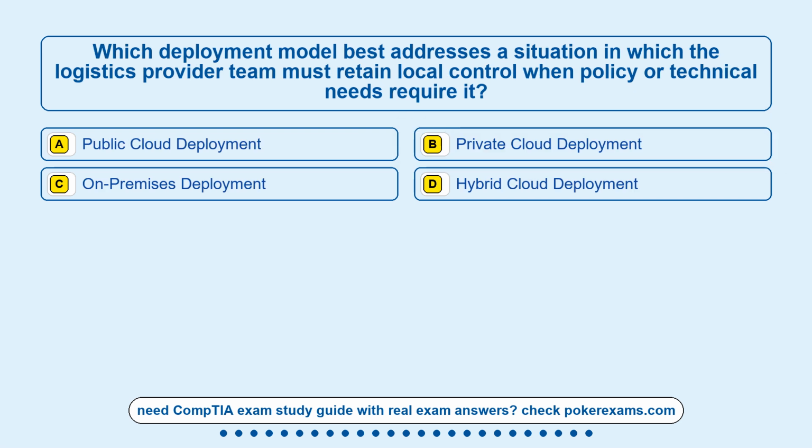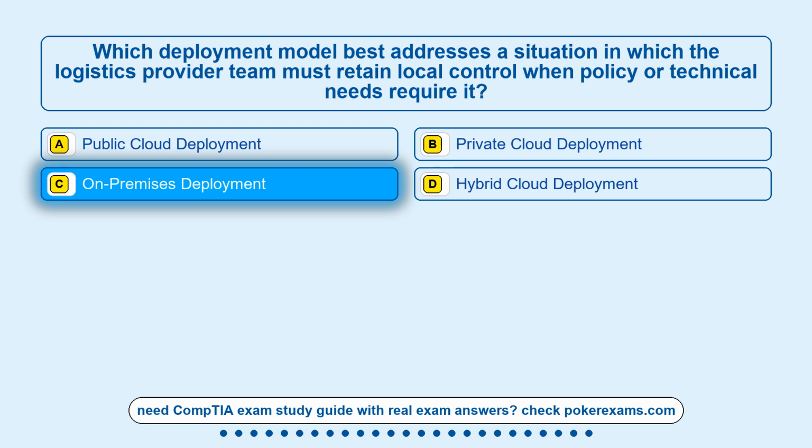Question 25. Which deployment model best addresses a situation in which the logistics provider team must retain local control when policy or technical needs require it? Option A, public cloud deployment. Option B, private cloud deployment. Option C, on-premises deployment. Option D, hybrid cloud deployment. The correct answer is option C, on-premises deployment.